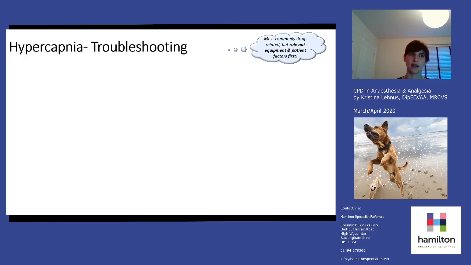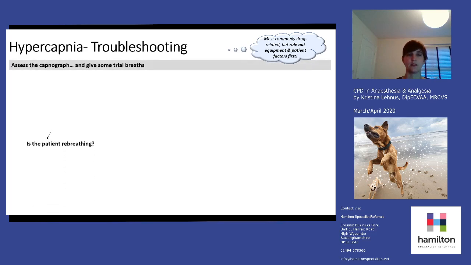So in terms of hypercapnia troubleshooting, most of the time it's going to be drug related, but it's really important that you check the equipment and the patient first because those can be really dangerous. So assess the capnograph and then give some trial breaths is basically what it consists of. First question: is the patient rebreathing?